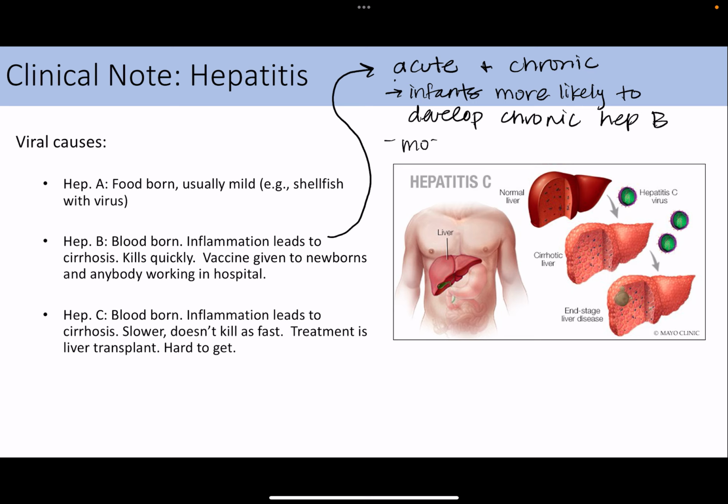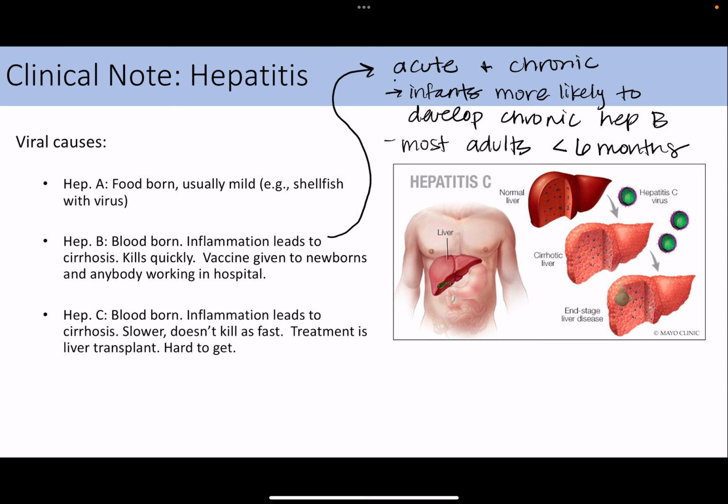And in most adults, Hep B only lasts less than 6 months if treated. They would do a blood transfusion for either Hep B or Hep C, I believe. They're both bloodborne, but I'll double check on that.